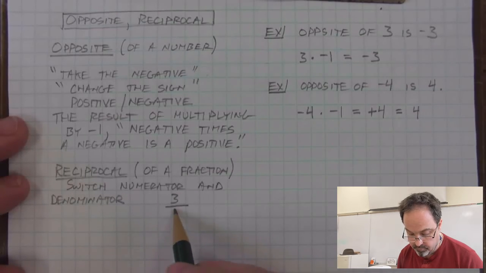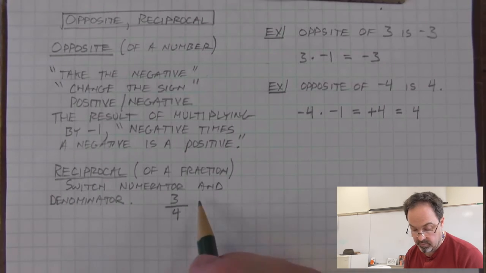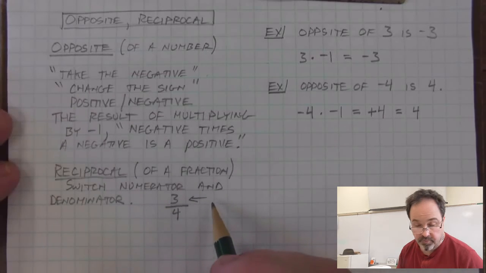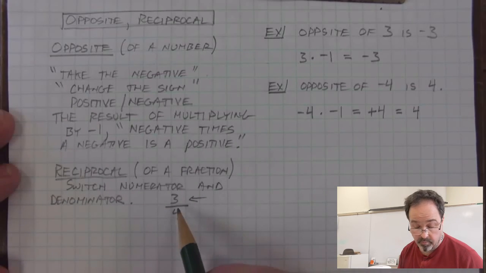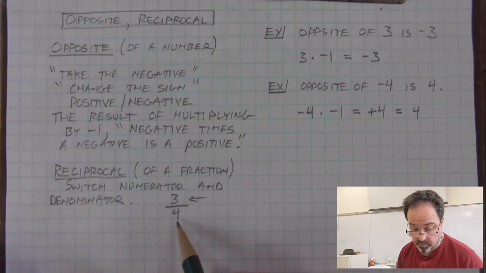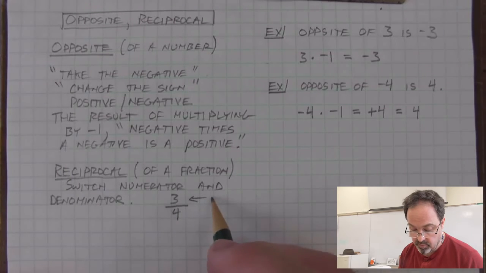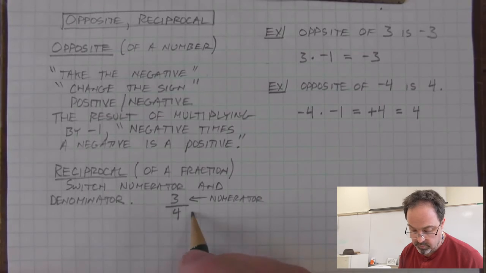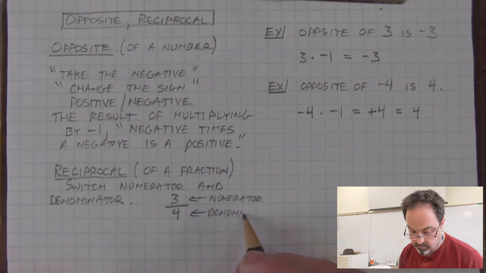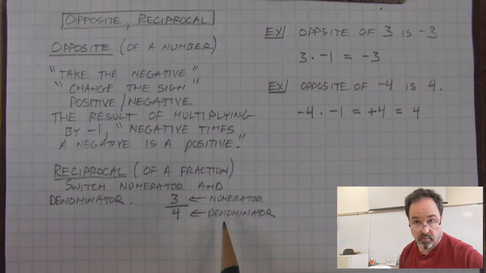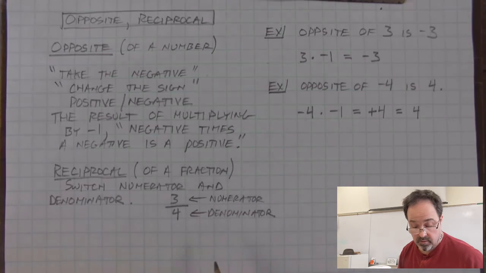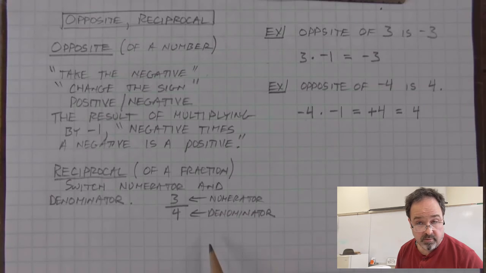So a fraction could be 3/4. Fraction has two parts, a part above the fraction bar and a part below. And the part that is above is the numerator. The part below is the denominator. So when we take a reciprocal, we switch those positions. And we'll give examples of that.